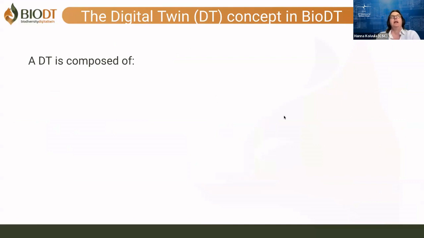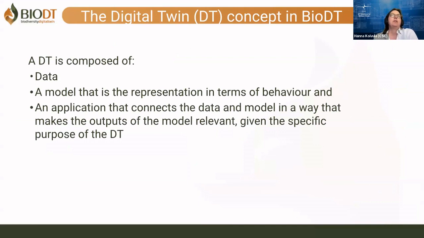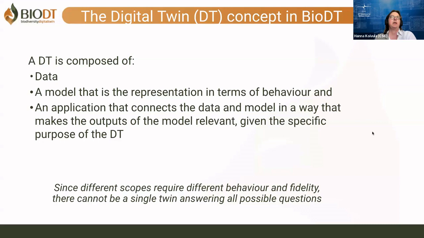So a digital twin is composed of data and then a model that is the representation in terms of behavior, and then an application that connects the data and model in a way that makes the outputs of the model relevant given the specific purpose of the digital twin. It's especially important to realize that since different scopes require different behavior and fidelity, there cannot be a single twin answering all possible questions.